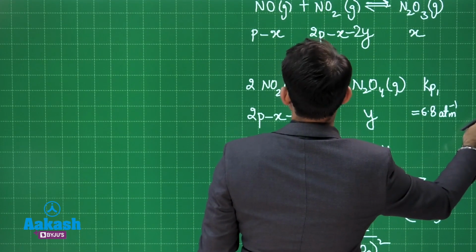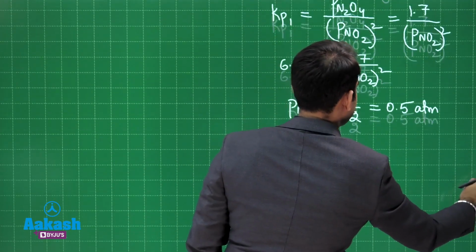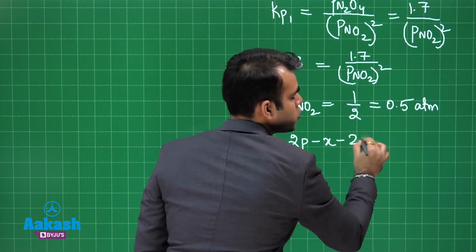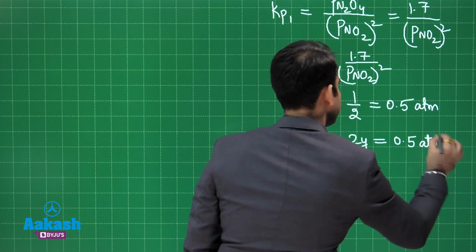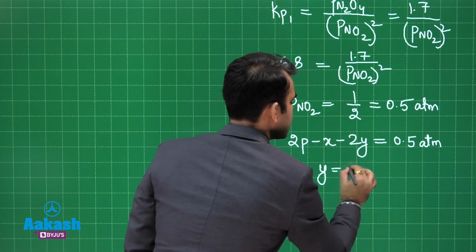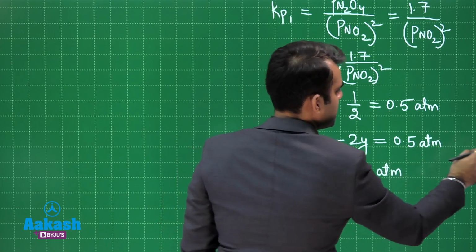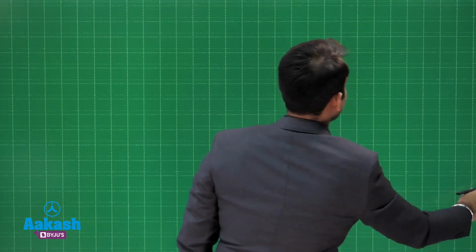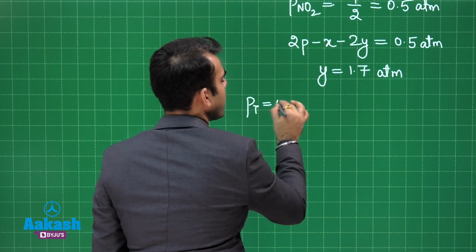And what is the pressure because of NO2? The pressure because of NO2 is 2P minus X minus 2Y. So 2P minus X minus 2Y is equal to 0.5 atm. Y is equal to 1.7 atm. And the total pressure is 5.5 atm.